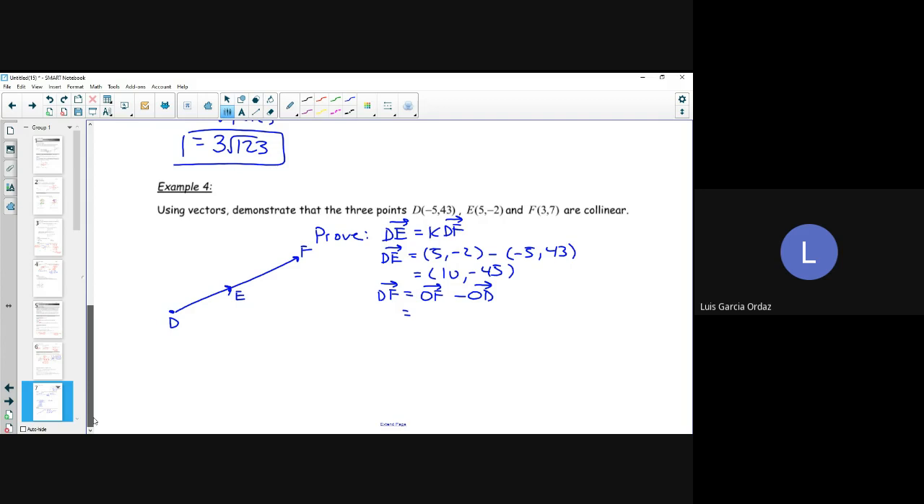Eight and negative 36. Thank you, Pianchu. This is going to be 8 and negative 36. Perfect. So I need to prove that vector DE is equal to k times vector DF. I'm going to take vector DE, which is 10 and negative 45, and have that equal to k times 8, negative 36. We're going to use our scalar.